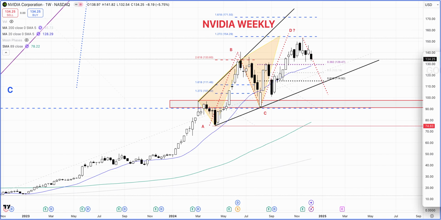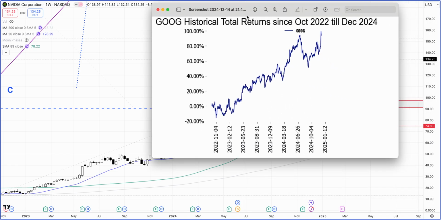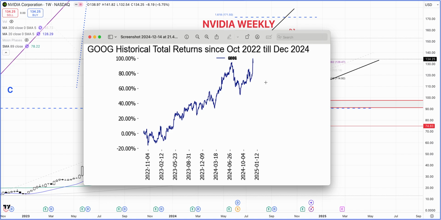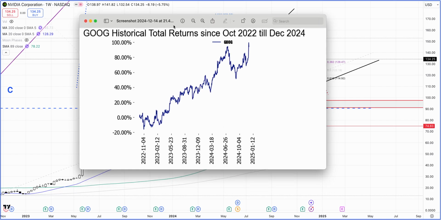Now let's take a look at Google. Here we go. Google has returned almost about 100% in this period. You can see that in the first half of 2024, Google peaked very close to about 100%. Just recently, the last week actually, news came out that Google is bringing out quantum chips. I don't know what that means at the moment. I have to do more research about quantum chips, but it has to do with quantum computing.